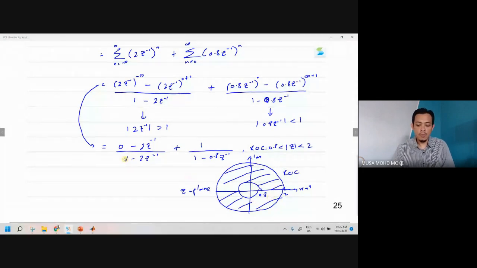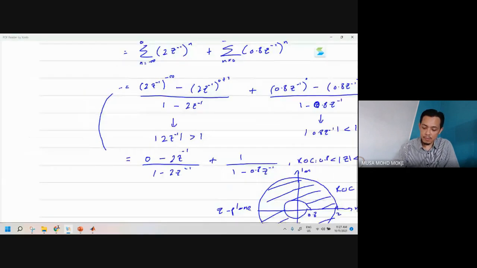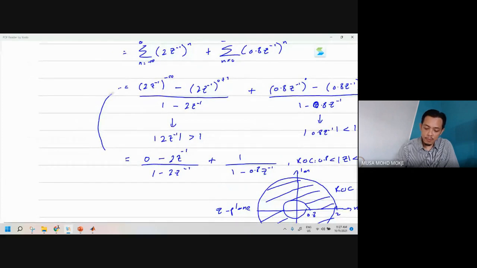So now what we have is H(z). So next, what is this? We need to wait. It's lagging. Okay, so this is actually H(z). Okay, so that's the result.